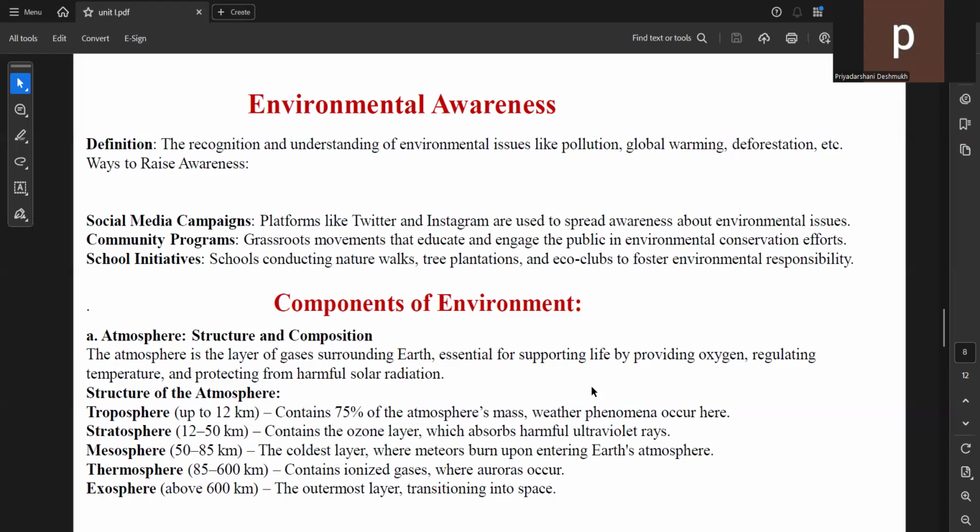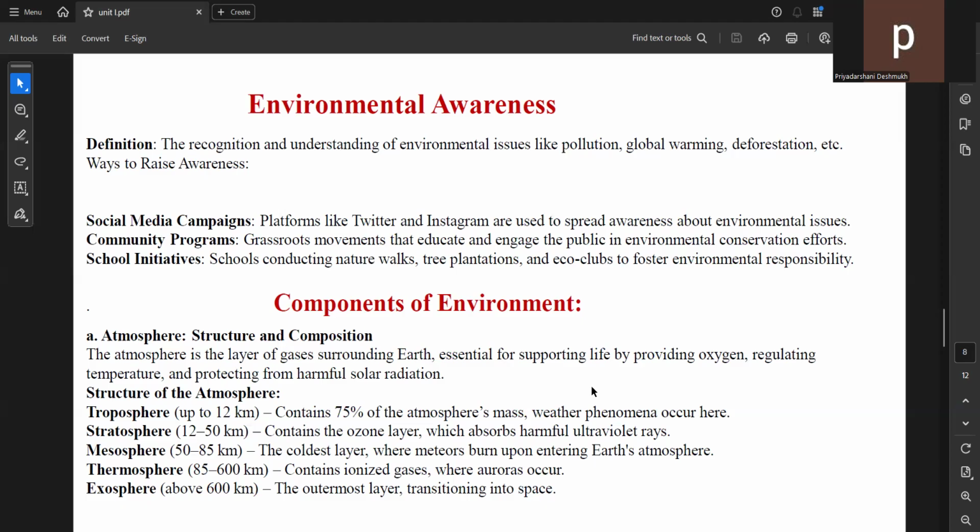As we all know, the atmosphere is the layer of gases around the earth, essential for supporting life, providing oxygen, regulating temperature, and protecting from harmful solar radiation. So atmosphere, hydrosphere, and lithosphere together combine to give the biosphere, which is responsible for the environment around us. Now let's see the structure of the atmosphere. There are the troposphere, stratosphere, mesosphere, thermosphere, and exosphere.